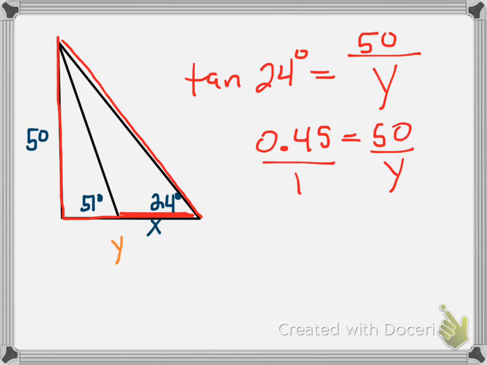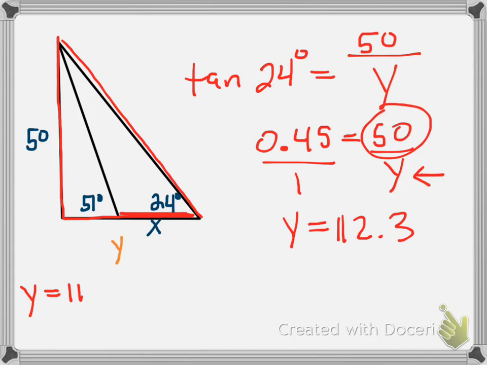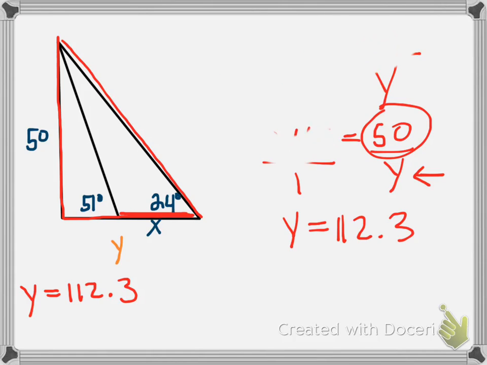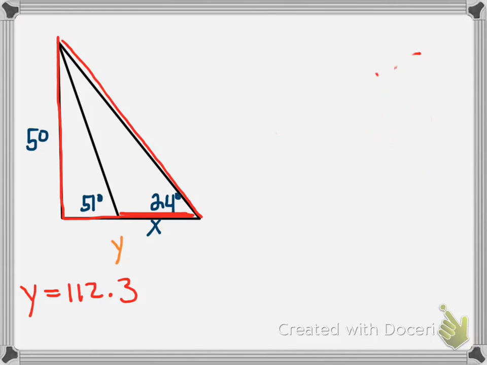Okay, and then you also start noticing when you have the variable down here on the denominator, all you're going to do is divide this number by the tangent. So it'd be 50 divided by the tangent of 24, so that means that y is equal to 112.3. So that is that whole amount. Okay, so I'm going to write that here: y equals 112.3. And I'm going to erase the rest of this. So we solved for the whole amount.